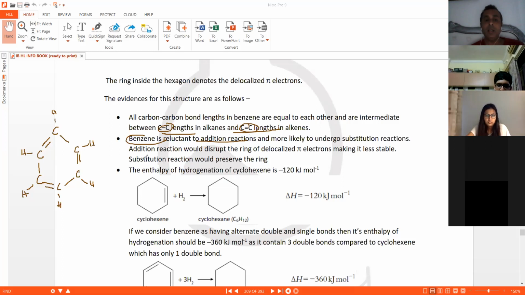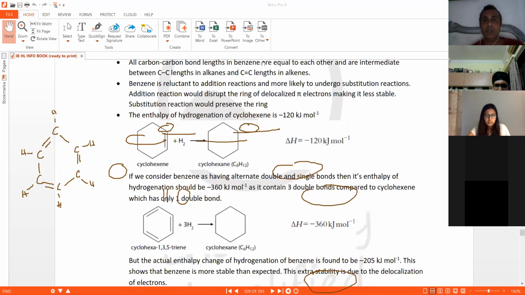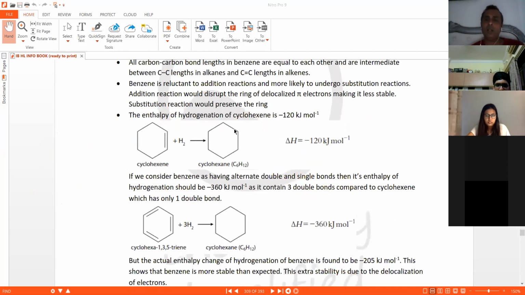And third thing, the enthalpy change of hydrogenation of cyclohexene is 120. If there is only one double bond, adding hydrogen gives 120. So if there are three double bonds, it should be 360, three times 120. So I didn't understand the second point. You don't know the bromination yet, right? That anyway we are going to learn. Addition reaction takes place only if there is a double bond. If there's no double bond, no addition reaction will take place. So right now, it's not.